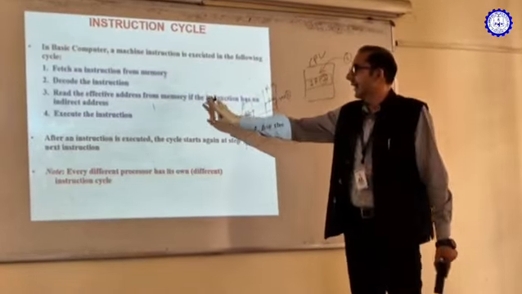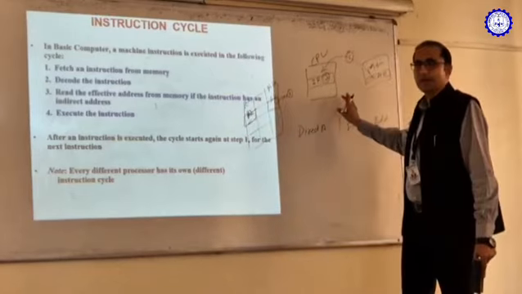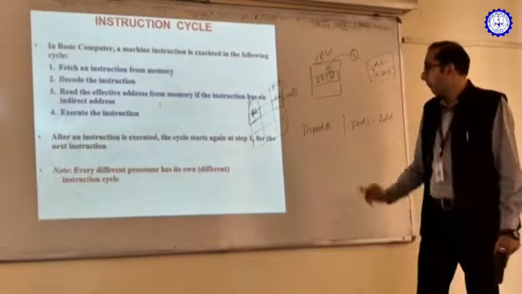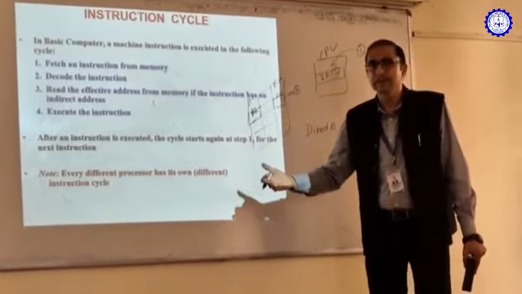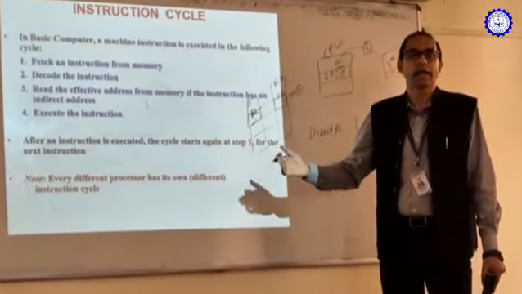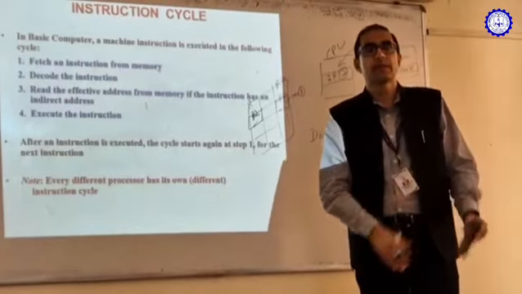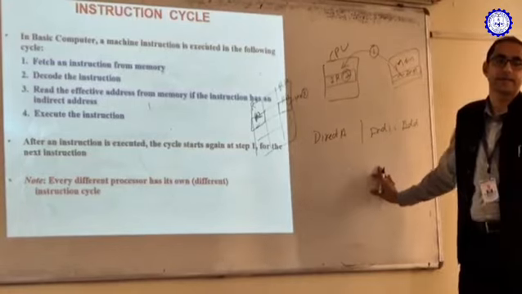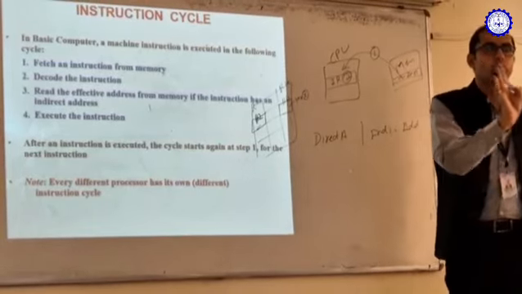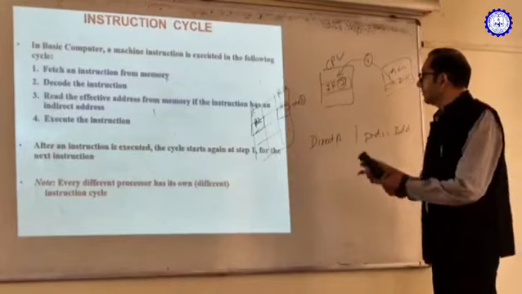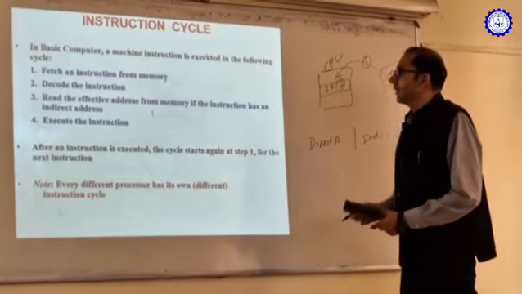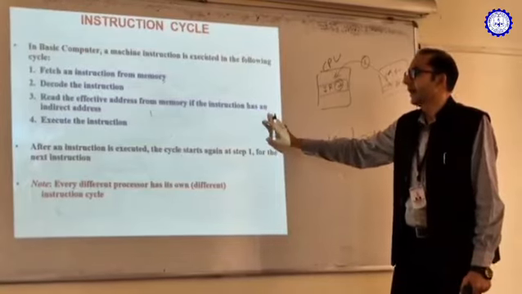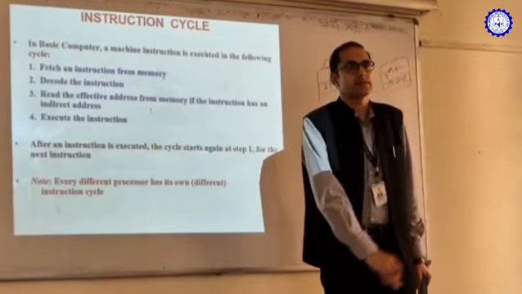In case there is a direct address, fine enough, we'll straight away go to that location and access the data. But in certain instructions, indirect address is required. We have also discussed previously the advantages and disadvantages of direct address and indirect address, which we discussed in unit 2. So coming back over here, third step is read the effective address if it is indirect. And last is execute the instruction.